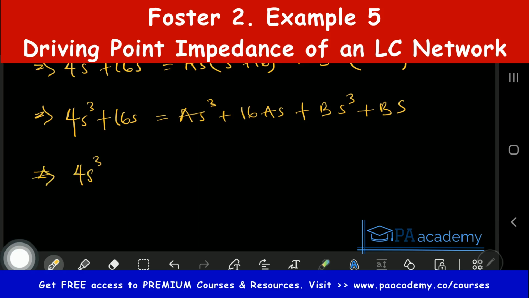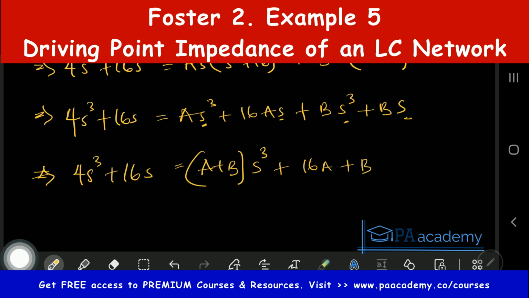So now we are going to be having 4s cubed plus 16s equals to, now you see that s cubed is common here, so it's more like you're bringing like terms together, or we factorize the like terms. So we are going to be having A plus B into bracket s cubed. Then we can see that s is common here, so we can factor that in, plus 16A plus B all into bracket s. Alright, so the next thing we're going to do is to compare the coefficients. So let me just write that.